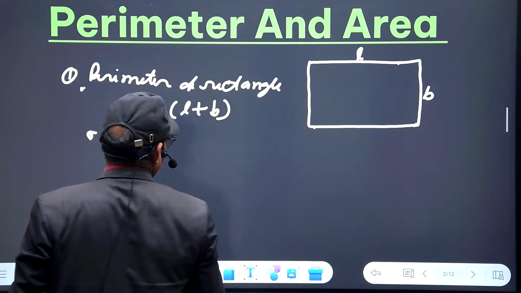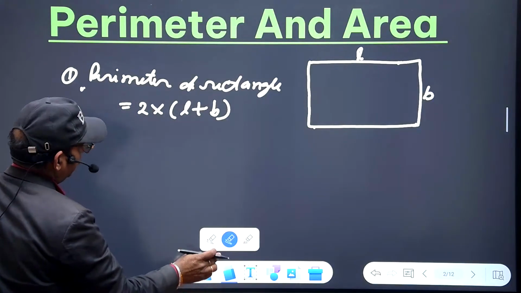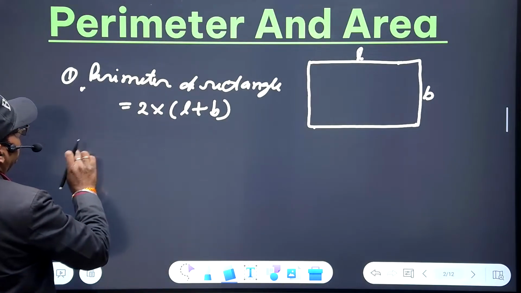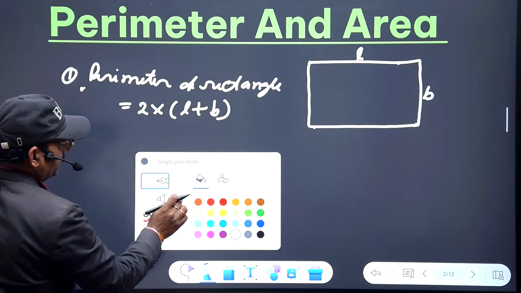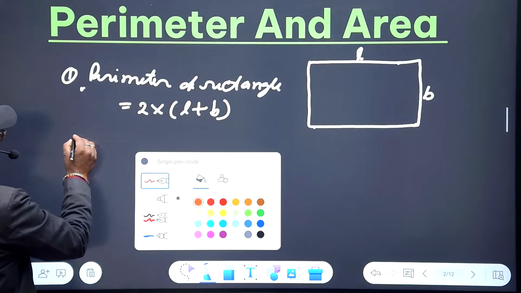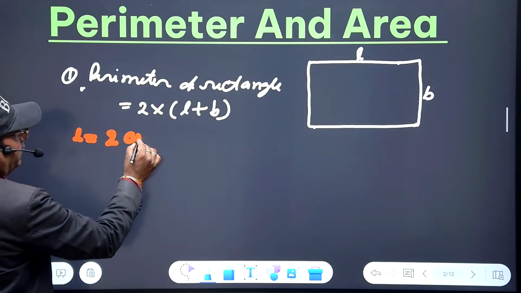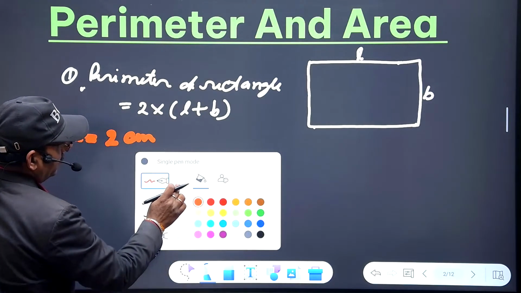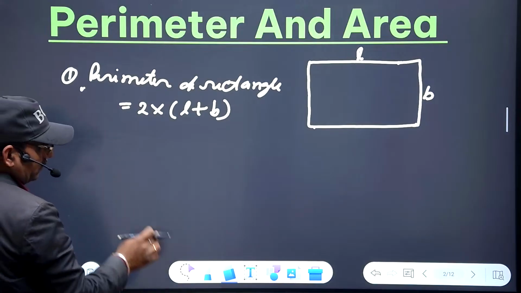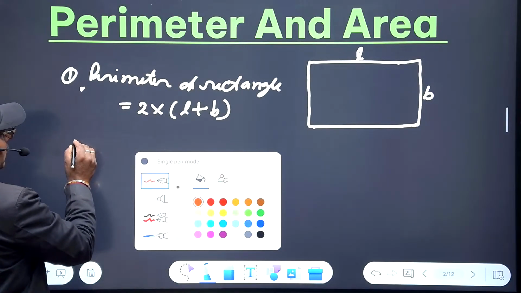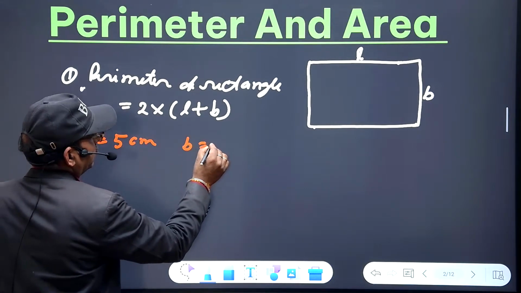Suppose here length is given. Suppose length is 5 centimeter and breadth is given 2 centimeter.